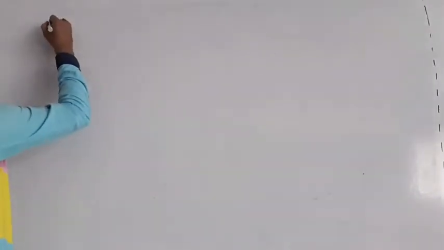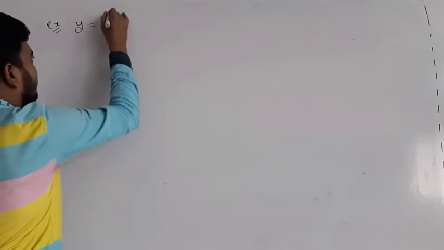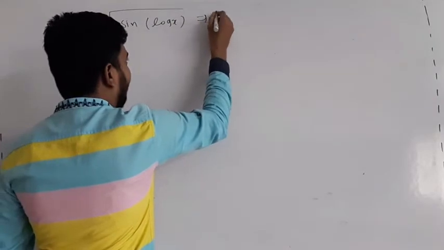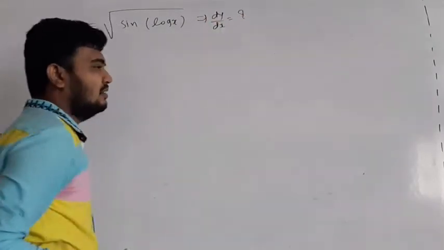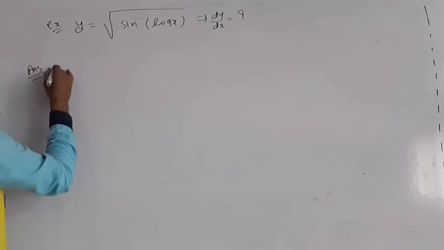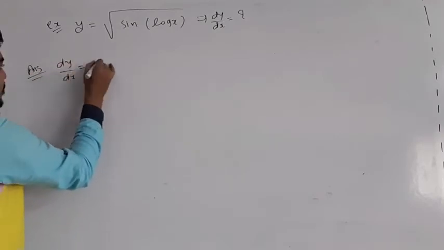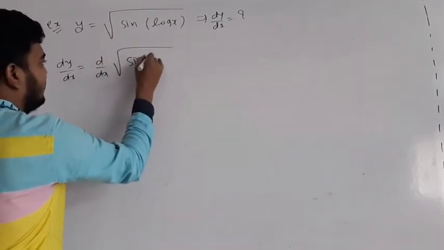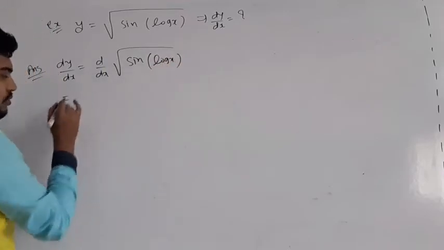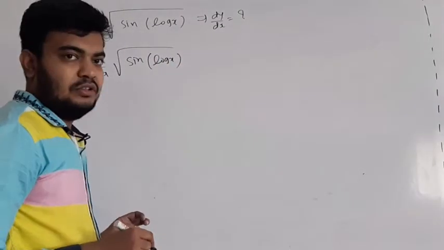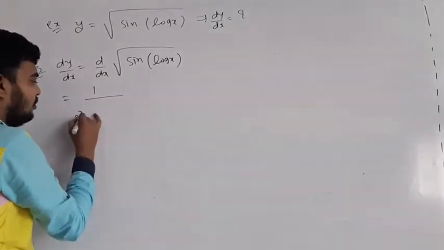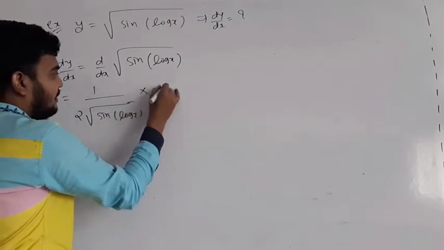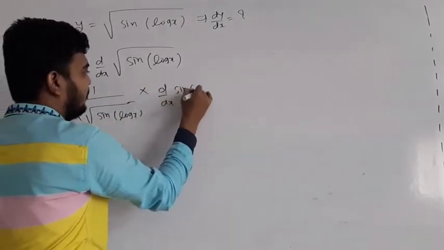Next example is y is equal to under root of sine of log x and find dy by dx. So dy by dx is equal to d by dx of y. Value of y is root of sine of log x. Now here first comes root, so derivative of root is 1 by 2 root of inner function, so inner function is sine of log x. Derivative of root is complete, so remaining derivative is d by dx of sine of log x.